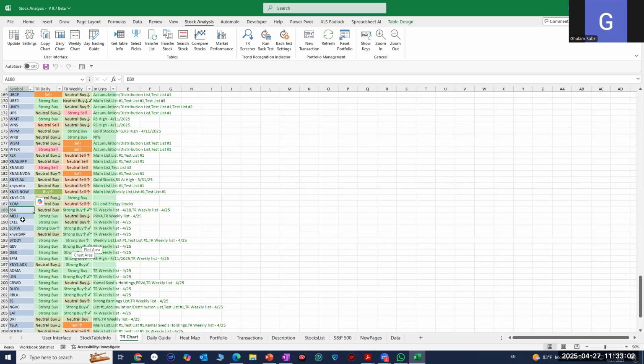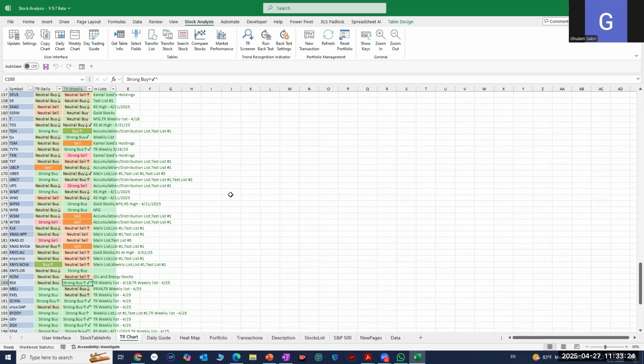It just takes us to the BSX, and we run it. It was a neutral buy on the daily chart, but it's a strong buy that just started, with a high relative strength, a high accumulation distribution indicator, and within 5% of our buy range. And it just did that.